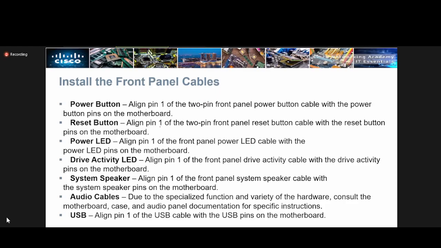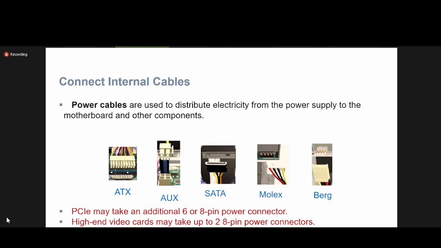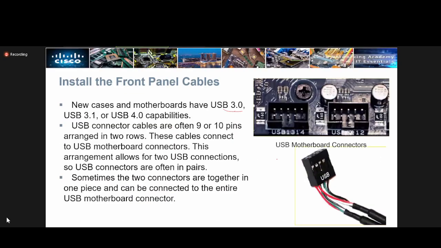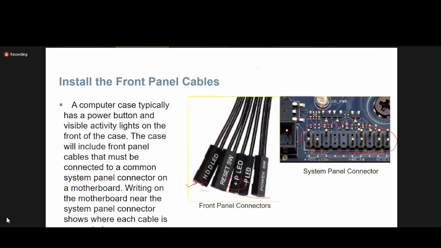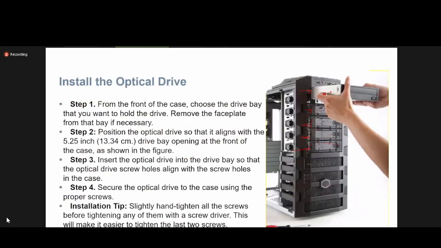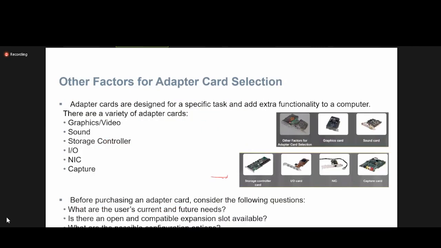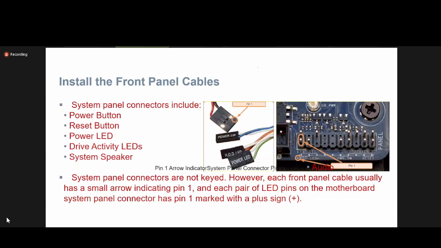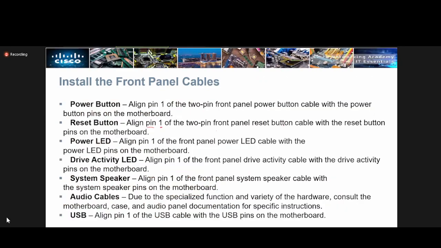You must align pin 1 of the 2-pin front panel connectors to their corresponding holders. Then make sure that you have connected power to the system board, power to the hard drive, power to your optical drive, and any other auxiliary power if required.